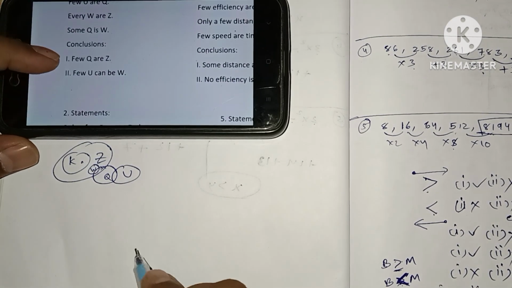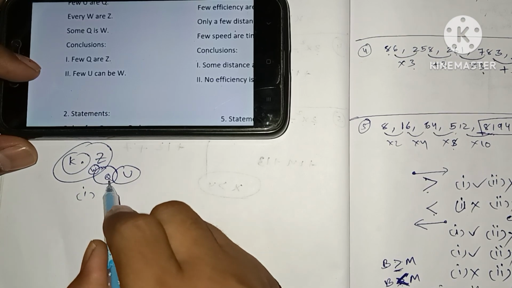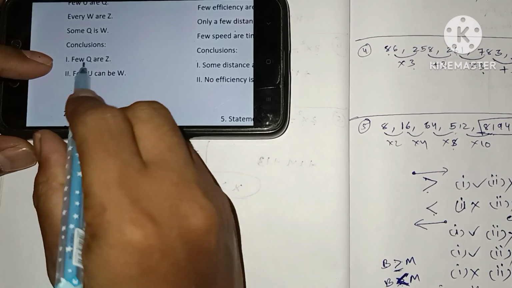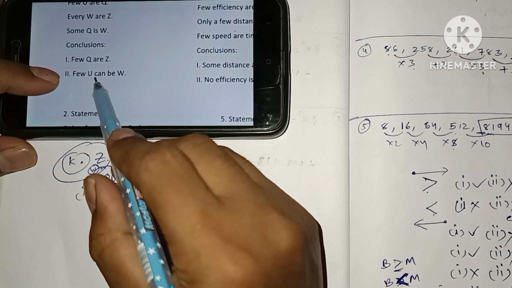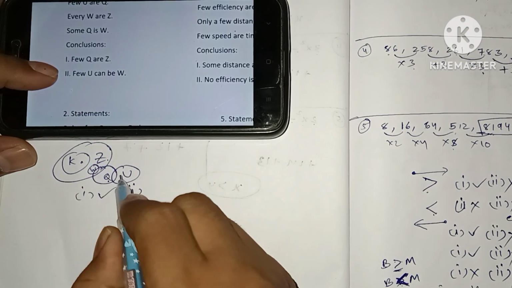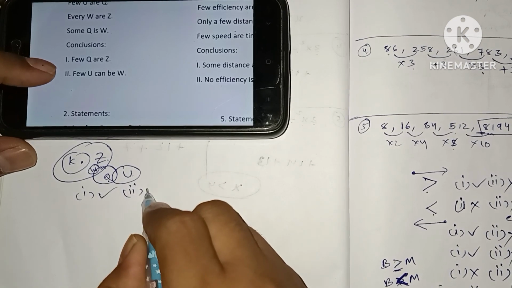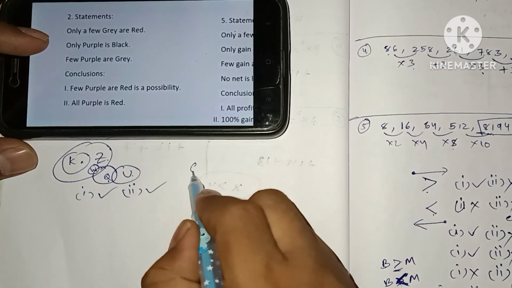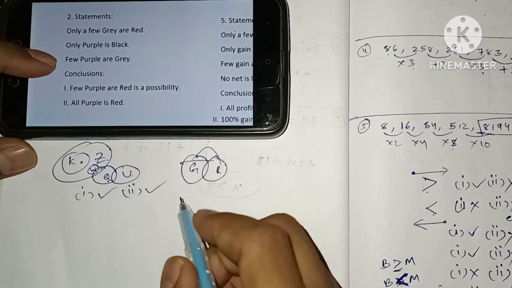Let's see conclusions. First conclusion, few Q are Z. Q and Z are sharing some part. Few is nothing but some. So the first one is true. Second conclusion, few U can be W. Few means some U can be W. Some U can share with the W, so we can draw it as a possible diagram. So it is true.